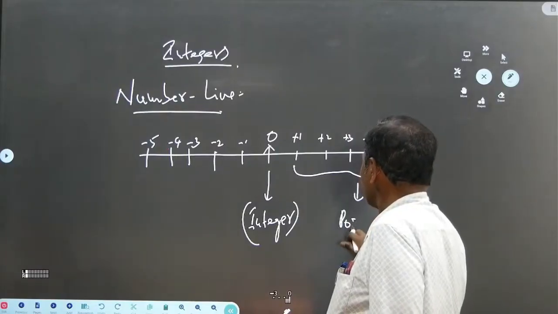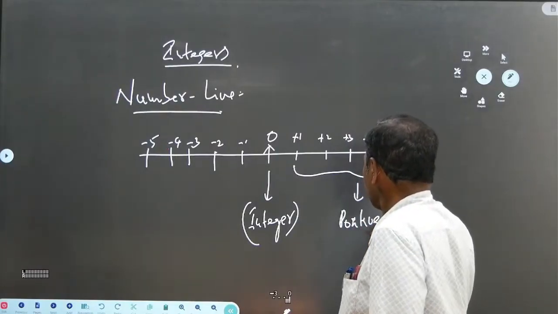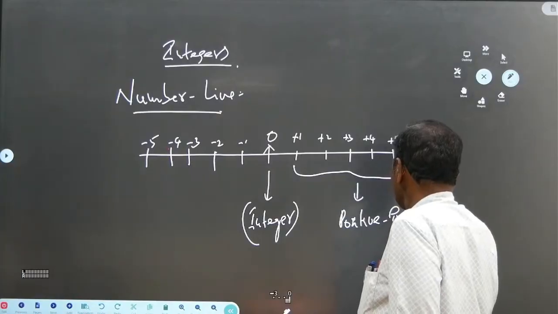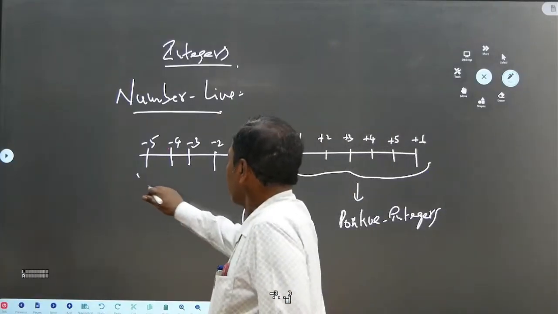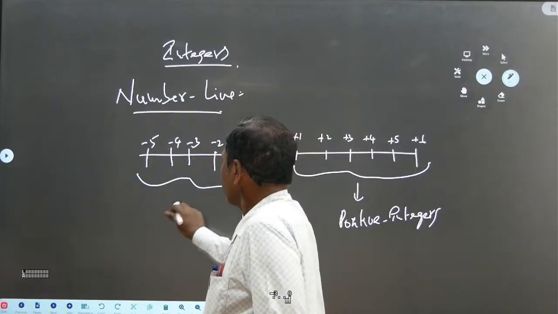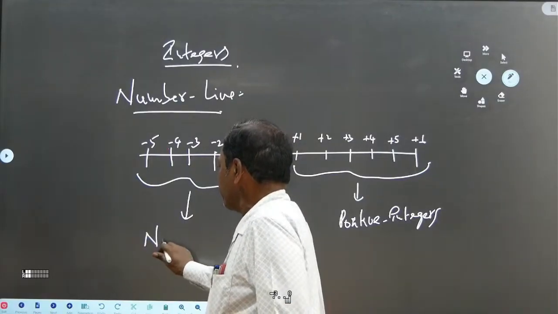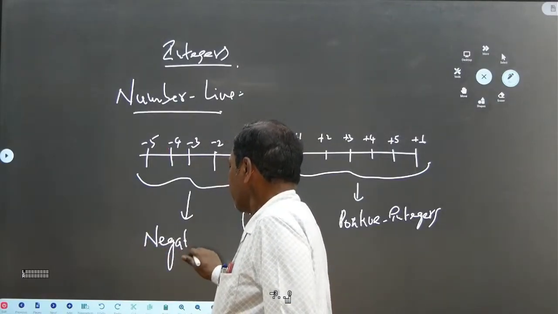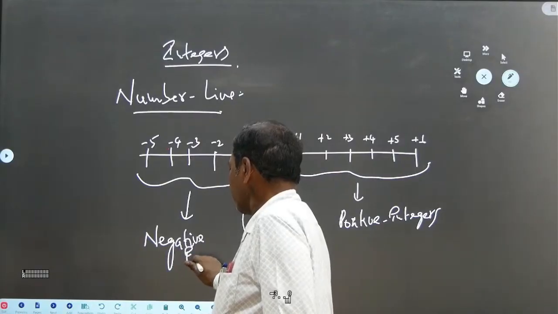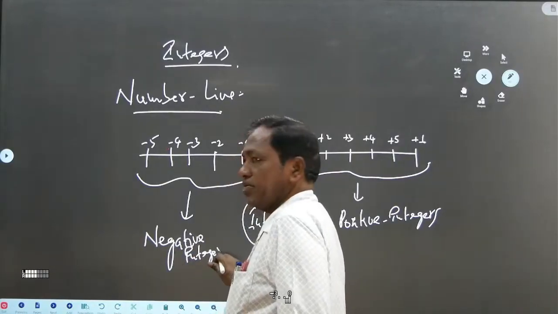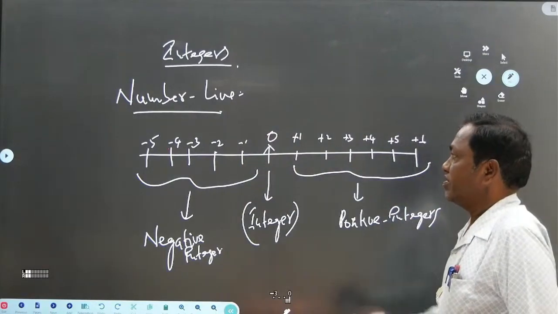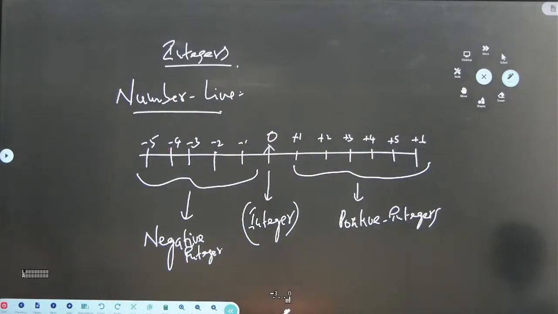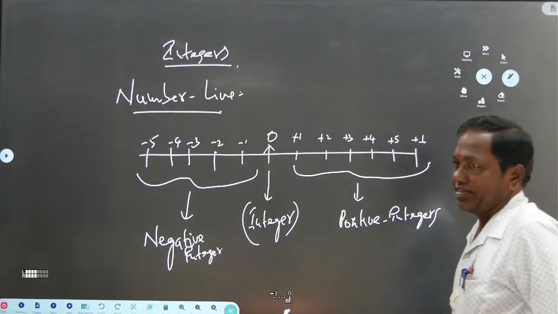This is positive integers, like that. This is negative integers. That's much, this is really enough. Only remember that line, that's all.